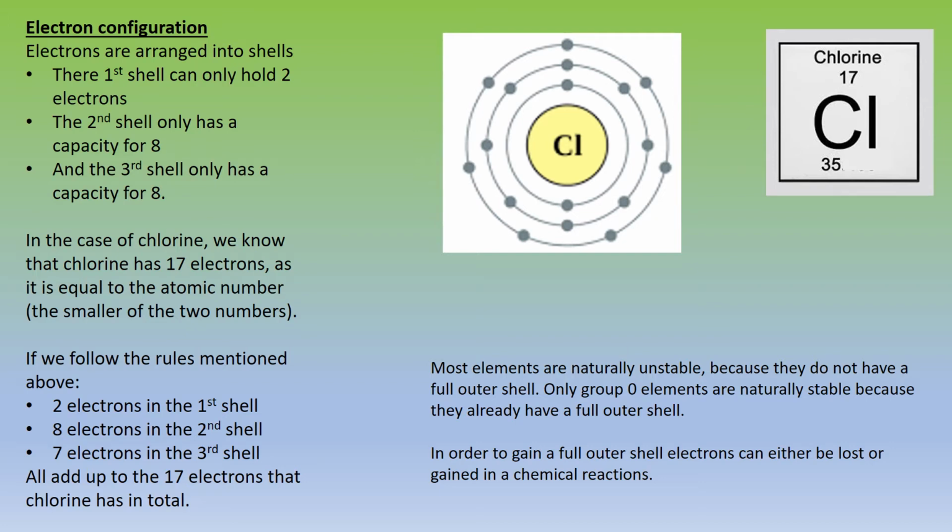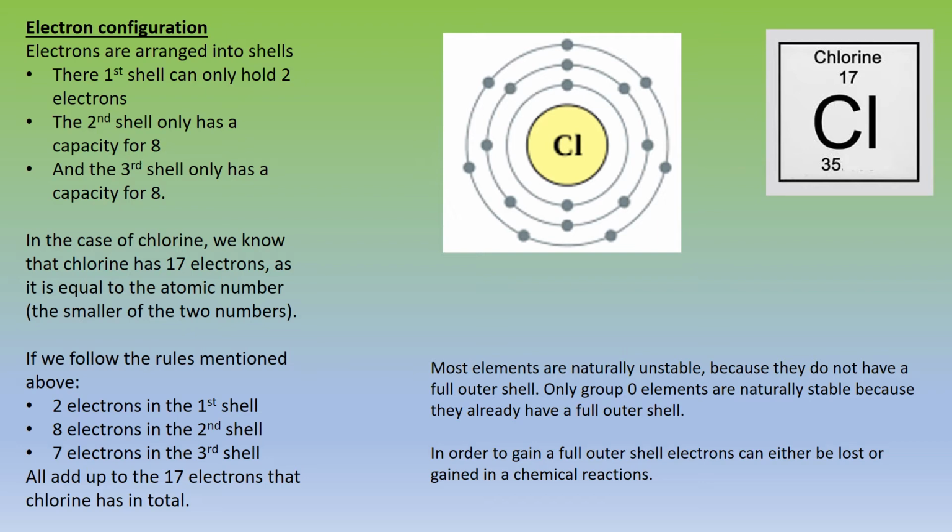Your second and third shells, as you'll see written on there on the left, have a capacity for 8 maximum. If you have more than that, say for example, I've got an extra electron, I've got a 9th electron, it'll have to go on the next shell. You'll create a whole extra shell for that electron to live on.